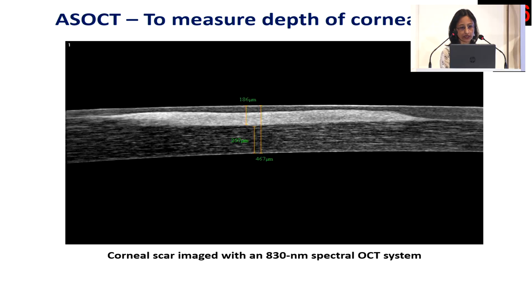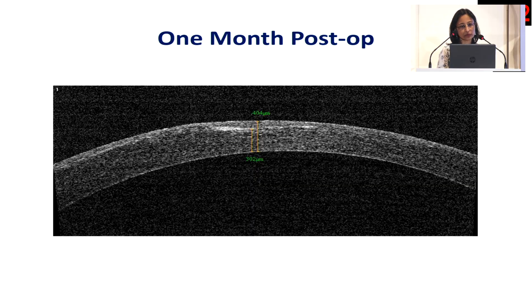But if you see very clearly, then the residual stroma is good enough, so we decided to just peel off the scar, and this is 1 month post-op. The patient had sufficient corneal thickness even after surgery. With RGP lenses, till date, patient is doing fine.